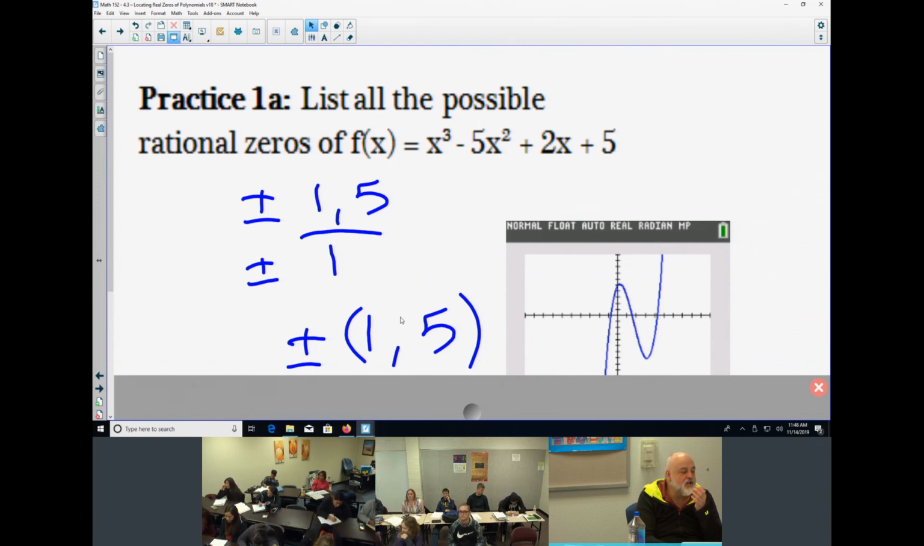Now, I want you to look, though, at the actual graph. See, none of these are actually zeros. 1, -1, 5, and -5. It doesn't actually cross at any of those values. So what that means is that all the zeros for this are going to be like square roots. They're going to be irrational or complex. And so we're not going to be able to find these easily. But you try this first, the rational zero test, to find the easy ones first. Okay?